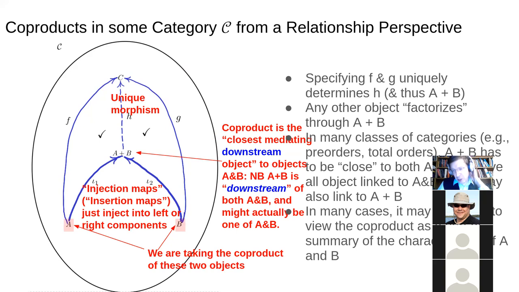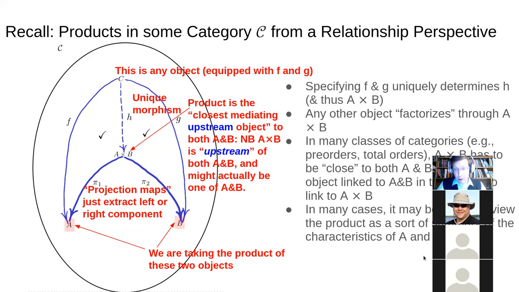And an intuition that I can't remember if I emphasized last time, but it's a really useful one in my view, is that you can view product and coproduct as kind of summaries of A and B. They summarize, at a certain level, characteristics of A and B. Here we're summarizing what A goes with what B. We need both of them to form this product. We're summarizing what A is going with B together. If A is a set of possible things and B is a set of possible things, A cross B is a set of pairs of A and B that are possible. It keeps track of what goes with what.